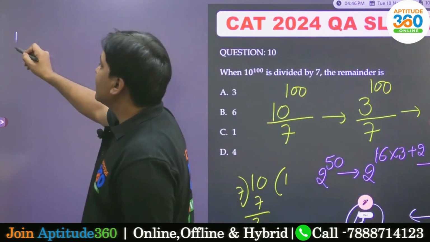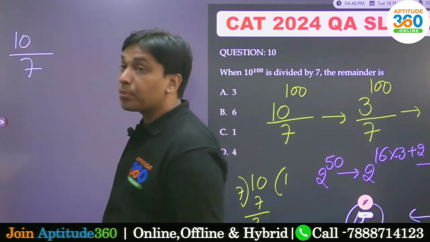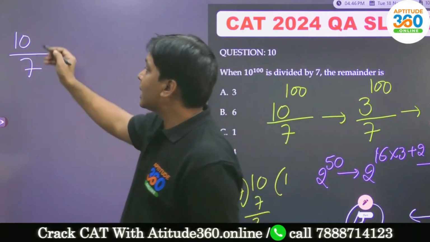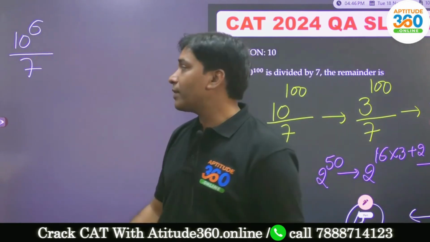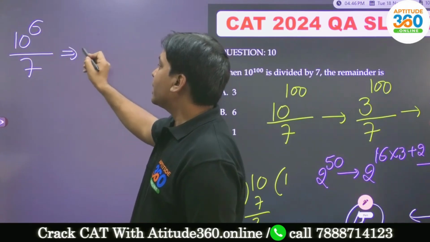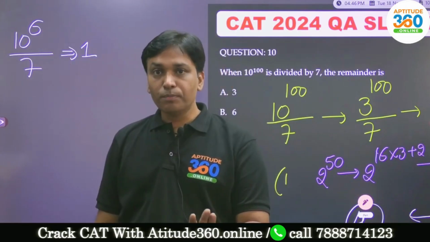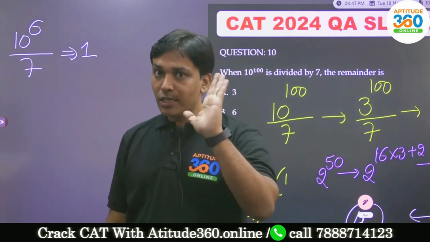It says that because 7 is a prime number and 10 is co-prime to 7, then 10 raised to 1 less than 7, 10 raised to 6, divided by 7. So when 10 raised to 6 gets divided by 7, the remainder will have to be 1 always. Does this make sense to you? So 10 raised to 6, when it gets divided by 7, the remainder is 1.